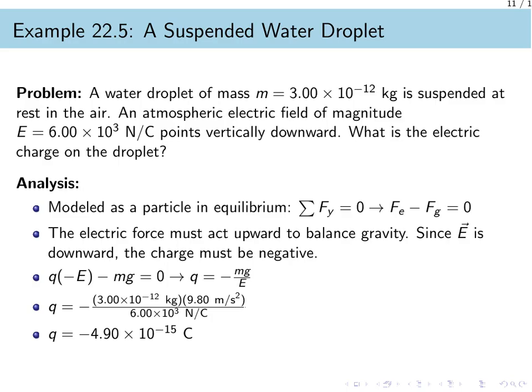Setting the magnitudes equal, we find that the charge Q equals negative m times g divided by the electric field E, resulting in a charge of negative 4.90 times 10 to the negative 15 coulombs.